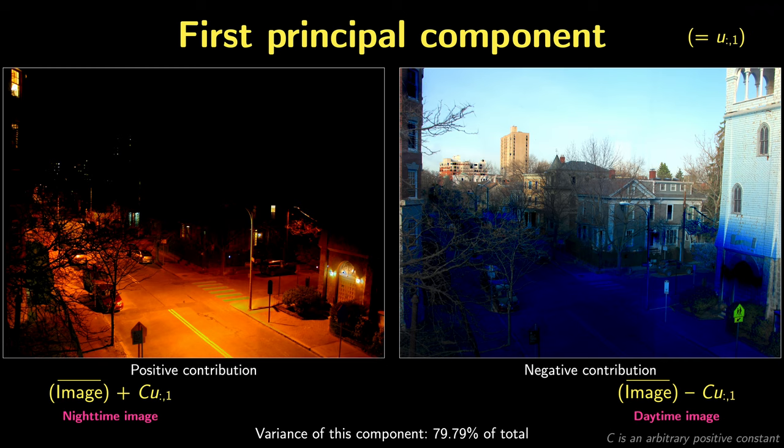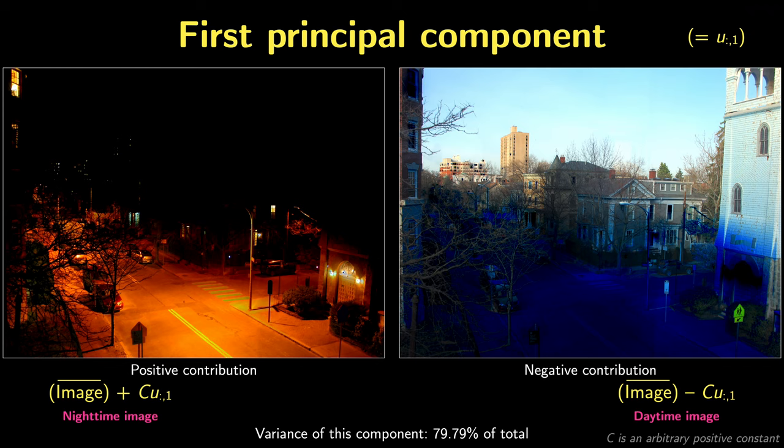Now suppose that we took our mean image and we subtracted off some amount of this first principal component. Then that subtraction would remove any illumination of the street and it would brighten the sky, and that would give us something that would look like a daytime image.